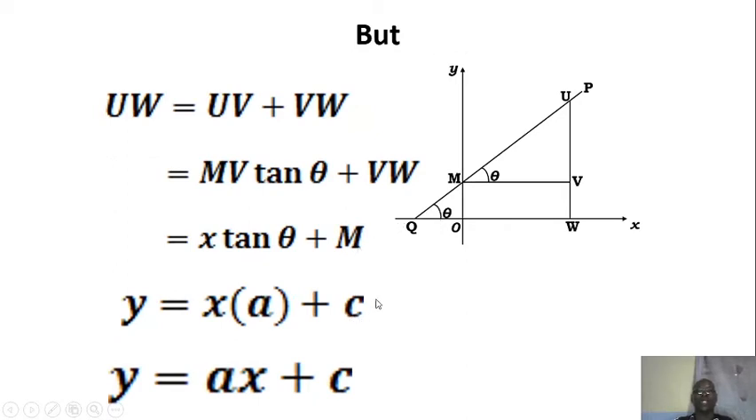An intercept in a straight line equation is usually represented by C. But that does not mean that wherever you see C in an equation it represents intercept. Here we shall be using C to mean the intercept. A is the gradient, X is a point on the x-axis, Y is a point on the y-axis. So when we open the brackets, we get Y equal to AX plus C. This formula is what we call the gradient intercept formula. We carry on.